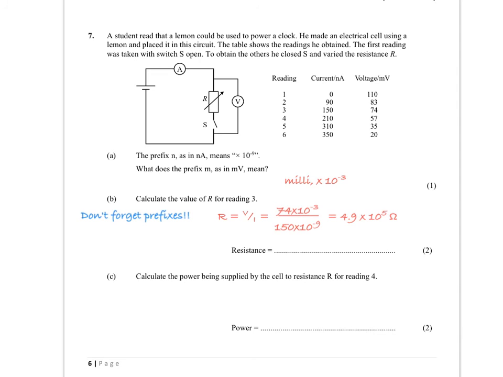To calculate the power being supplied in number 4, P equals IV, so 210 times 10 to the minus 9 times 57 times 10 to the minus 3. And get those numbers together, we've got 1.2 times 10 to the minus 8 watts.